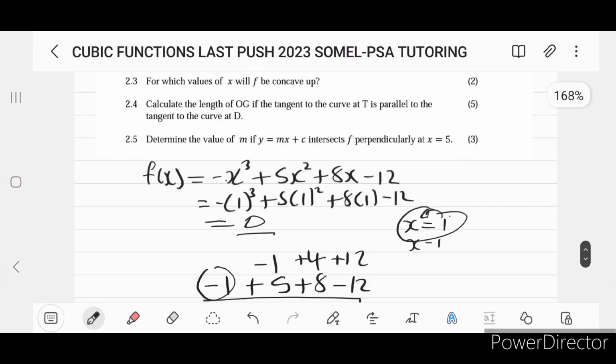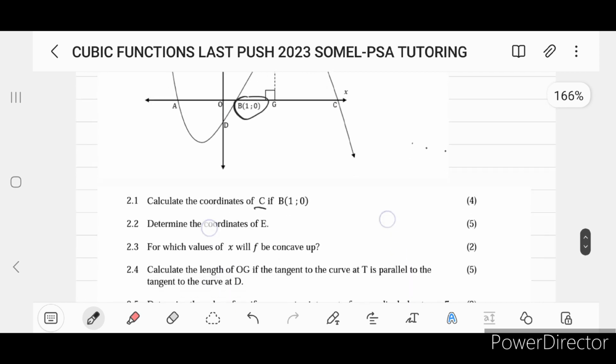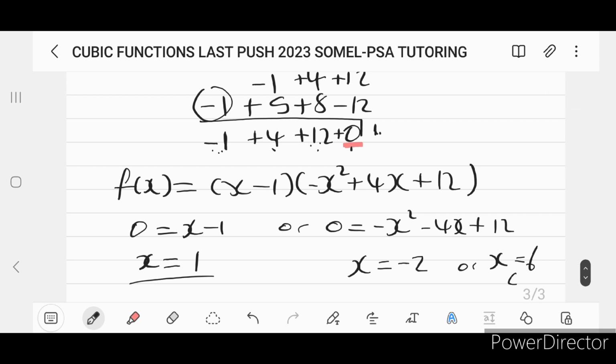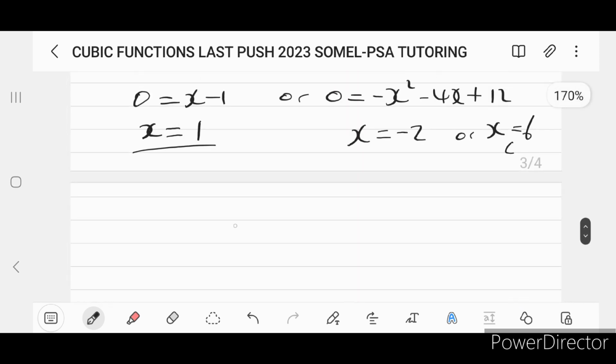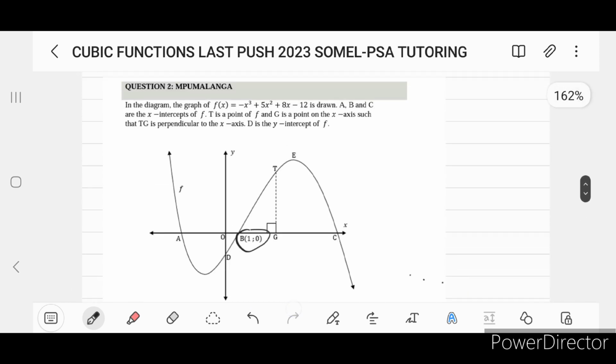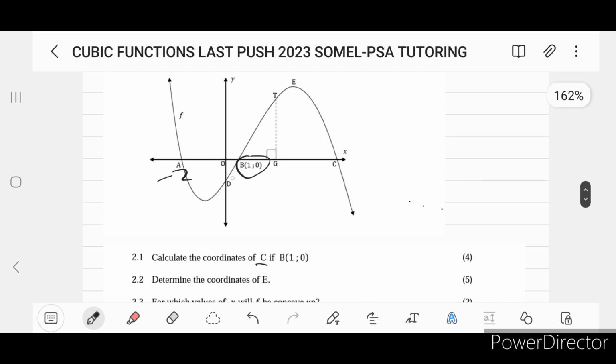So these are the 3 x values that I have. The one that can be attached to c is going to be this one. So my coordinate of c is going to be 6, 0. So those are my coordinates of c. I hope you understand that. So this is going to be minus 2, and this is 1 that we found, and then the other one is c. And then they say find the coordinate of e.